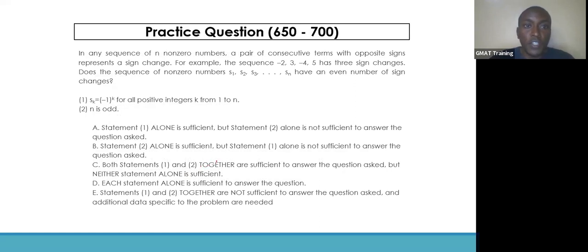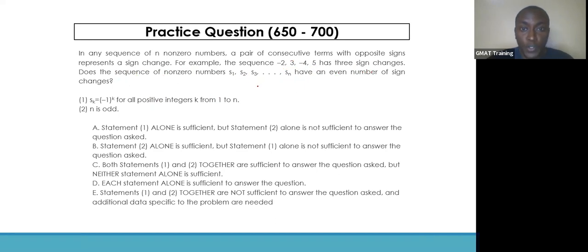In any sequence of n non-zero numbers, a pair of consecutive terms with opposite signs represents a sign change. For example, the sequence -2, 3, -4, 5 has 3 sign changes. That's -2 to 3, that's 1. 3 to -4, that's 2. -4 to 5, that's 3. Those are 3 sign changes. Does the sequence of non-zero numbers S1, S2, S3, all the way to Sn have an even number of sign changes? Yes or no?